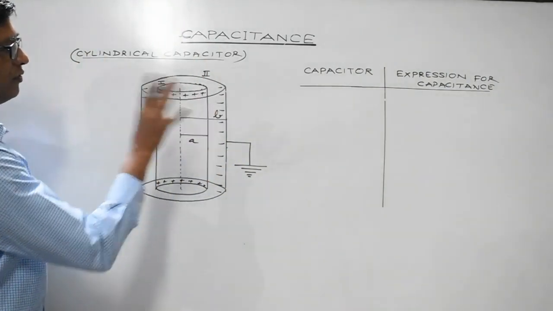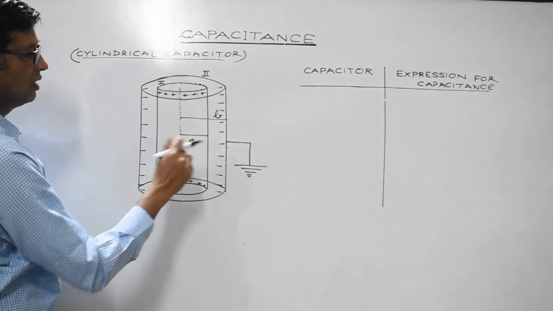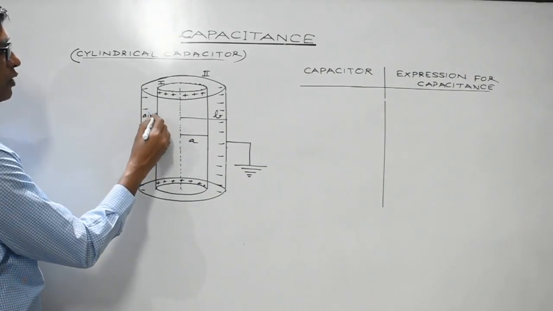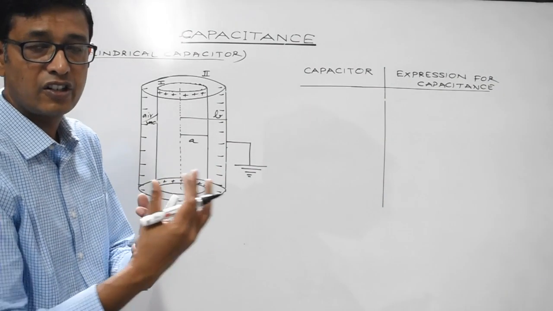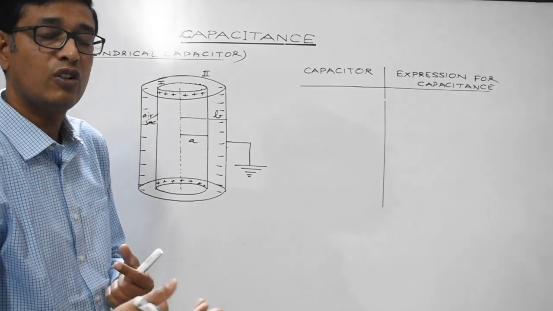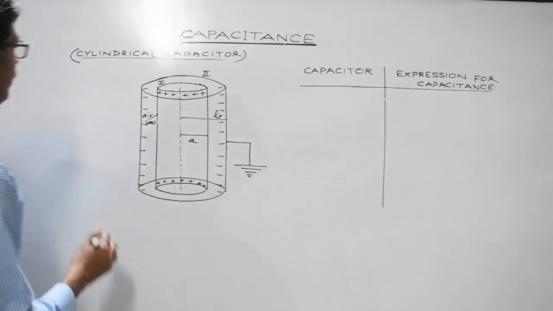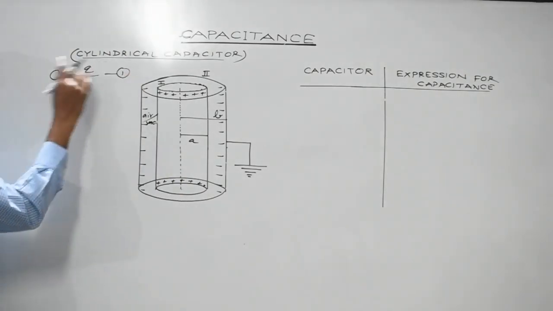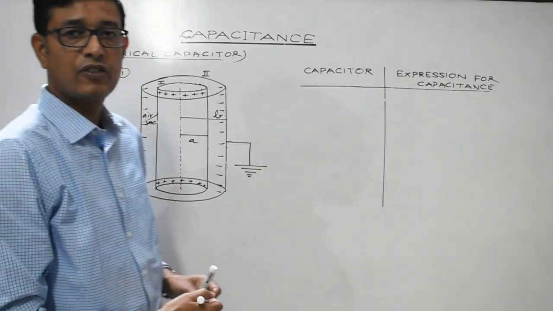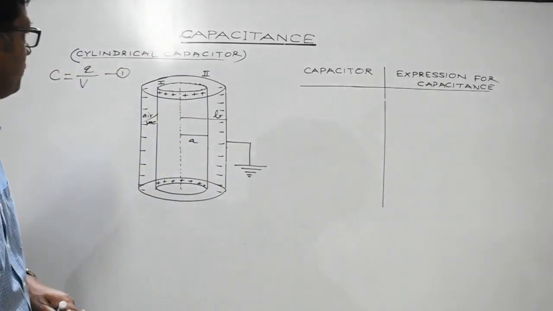Here also electric field is not uniform in this space, and first we are trying to find an expression when the space between the two shells, cylindrical shells, is filled with air or vacuum. We are aware of this formula, C is equal to Q by V. This is a very basic formula applicable for each and every type of conductor or capacitor, right?